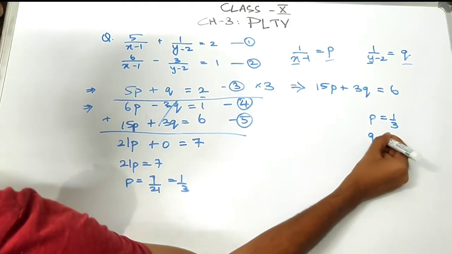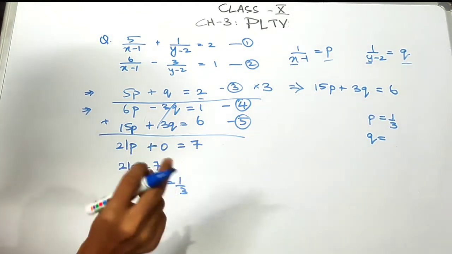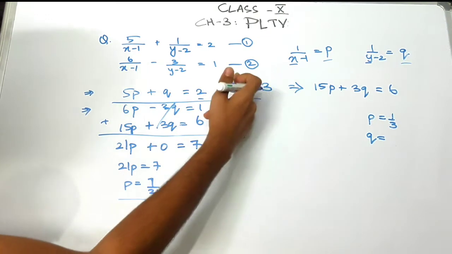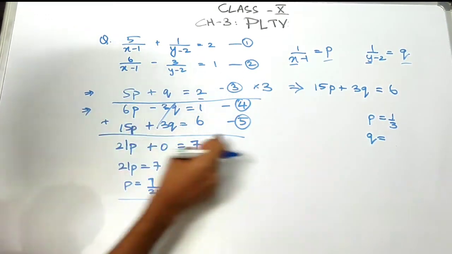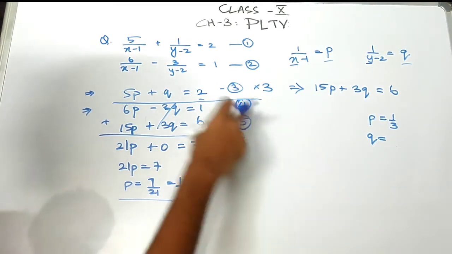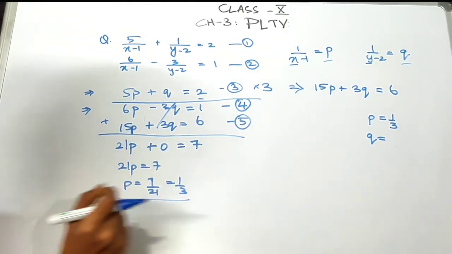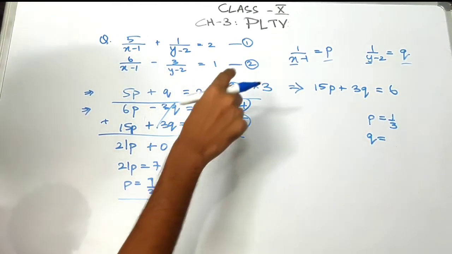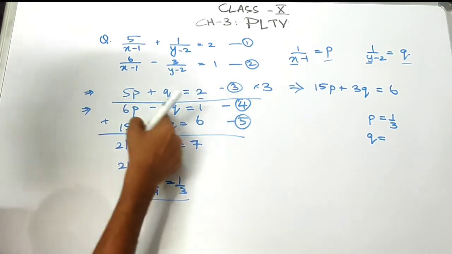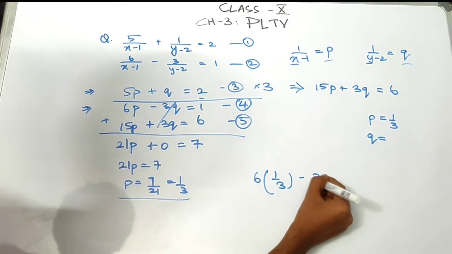Now I need to find my value of q, and correspondingly the values of x and y as well. Since I used the elimination method, my next step is to substitute this value of p in either of the two given equations, number 3 and number 4. Don't substitute it in number 5, because number 5 is just the elongated version of number 3. So just substitute it in number 3 or number 4, which are the original equations. I substituted p equal to 1 by 3 in equation number 4. In equation number 4 it was 6p minus 3q equals 1. So 6 times 1 by 3 minus 3q equals 1.